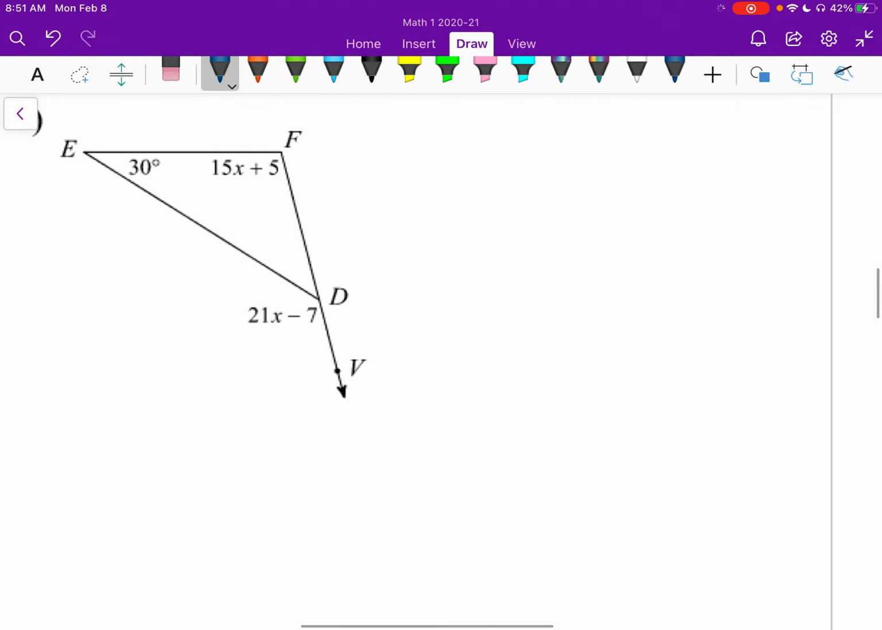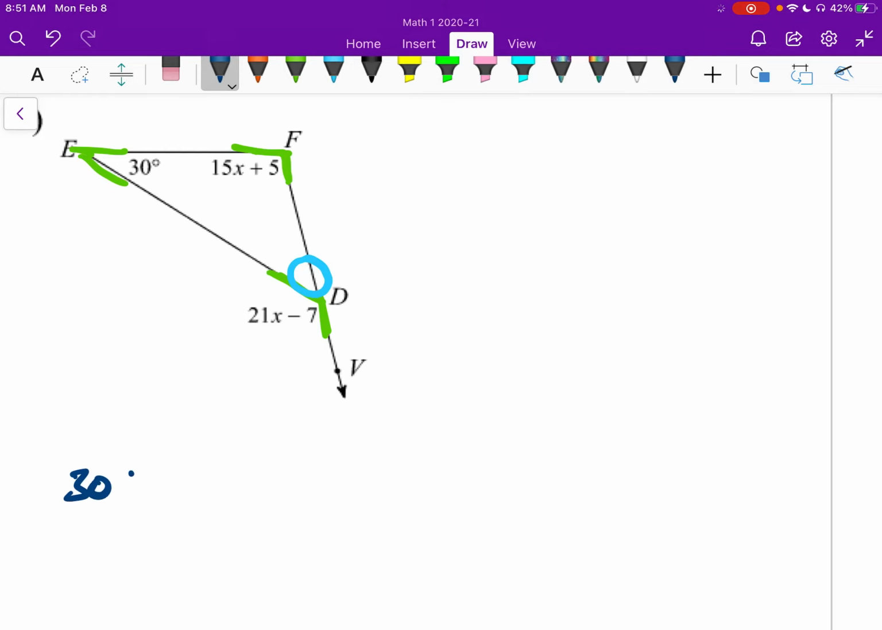Number 5. Here's my exterior, and then here's my 2 interior, right? This angle here doesn't matter because it belongs with the exterior, right? It makes the pair, the linear pair, or the straight angle with the exterior one, so it doesn't really matter. So let's write this down.